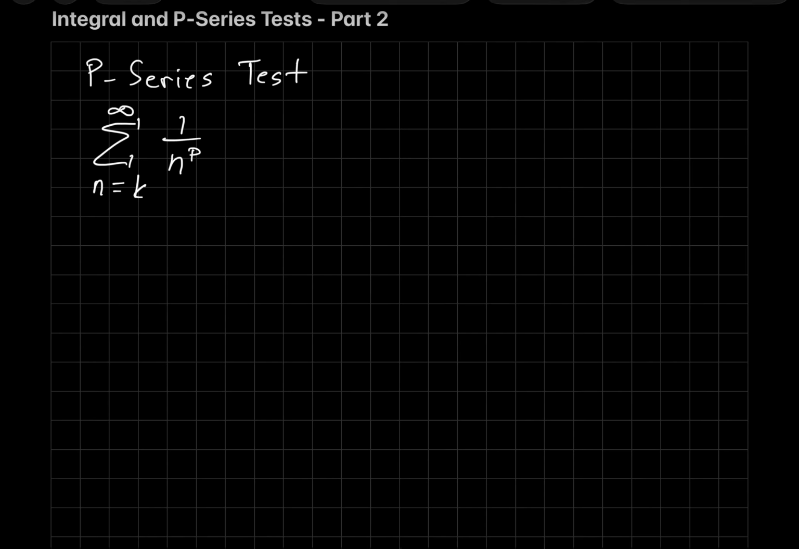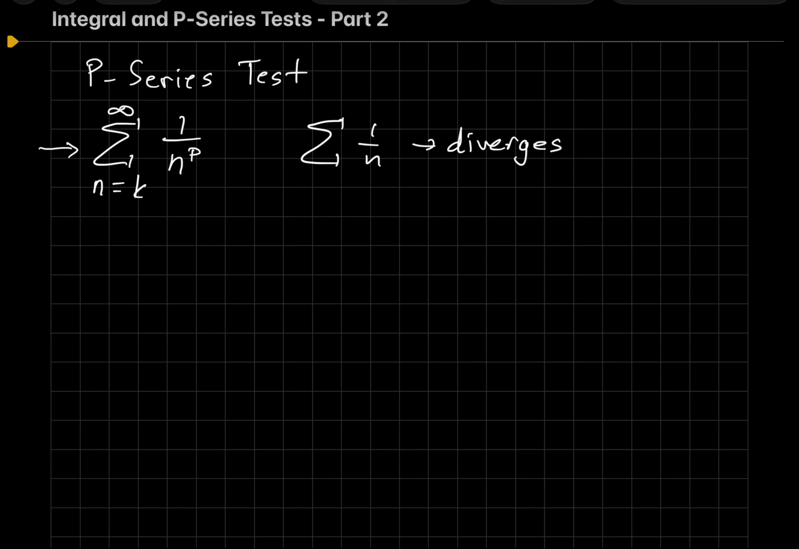The integral and p-series tests, part 2. Let's start by looking at the p-series test. So a p-series is one of the form the sum from k to infinity of 1 over n to the p, where p is some number. We already saw in the last video that 1 over n diverges. So that's a separate case. But let's look at all the other cases.